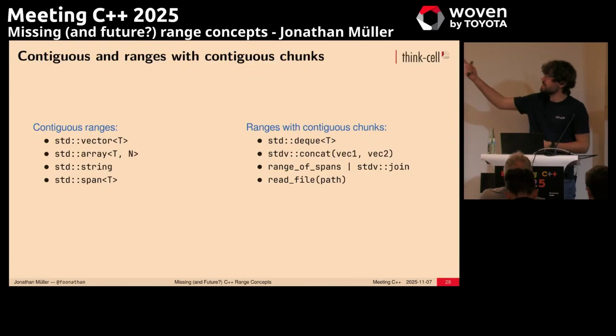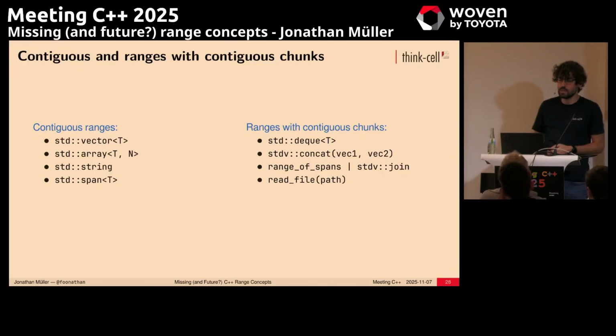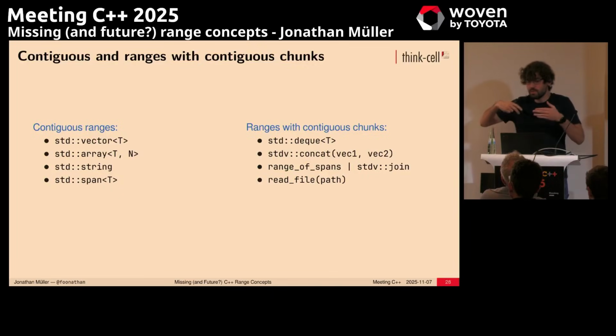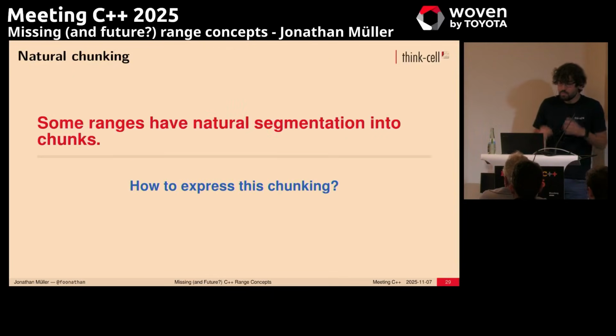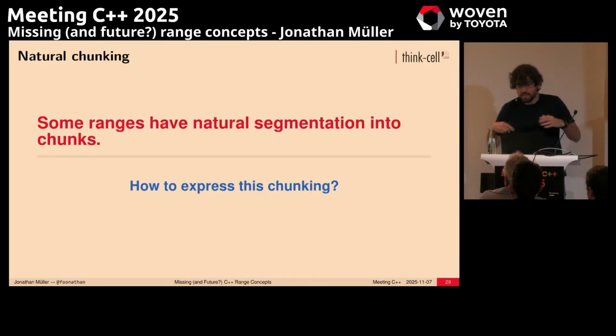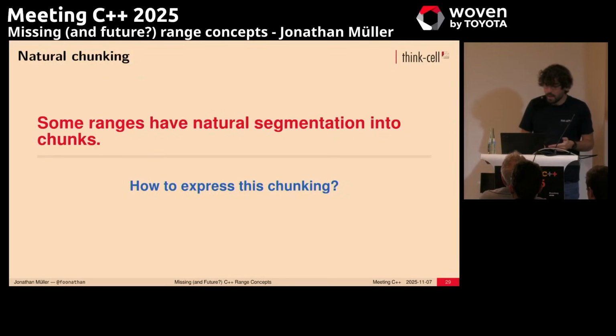And our read file is exactly that. It repeatedly gives you the same span, right? So it's a range with contiguous chunks. And we somehow want to make sure that we can fall back to the optimized solution using memcopy. So the problem is, some ranges have this natural segmentation into chunks, and we want to express this chunking to take advantage of that in our algorithm implementation.